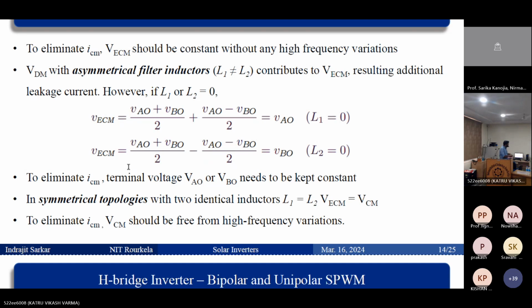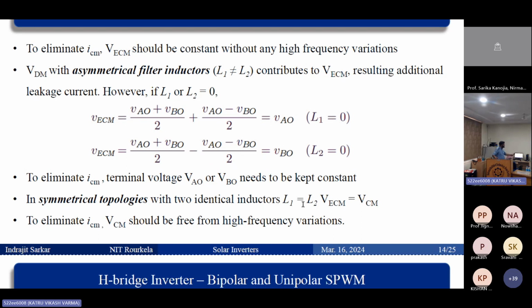Hello. So to eliminate common mode voltage, the terminal voltages AO and BO need to be kept constant. If you keep them constant, then the common mode voltage, because of differential mode and common mode, becomes constant. So either you make the common mode voltage 0 or make it constant, then there is no common mode current. In symmetrical topology, we make L1 equal to L2.